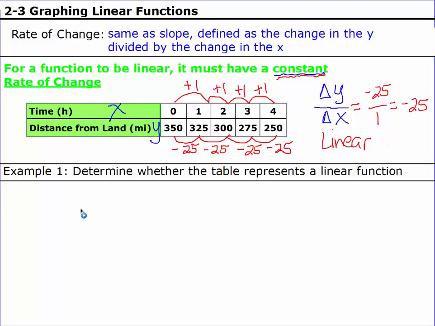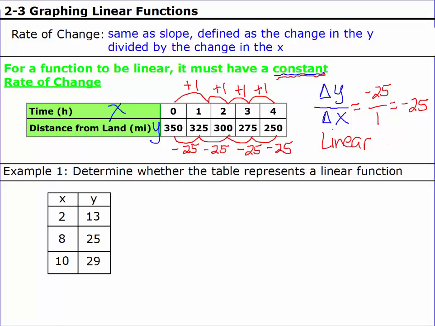So let's take a look at this one down here. We're going to do the same thing, the change in y divided by the change in x. So our change in y, we've got 13 to 25, that's a change of plus 12. 25 to 29 is plus 4. 2 to 8 is plus 6. And 8 to 10 is plus 2. So this one's real easy to just dismiss as not linear. But that's not necessarily the case.